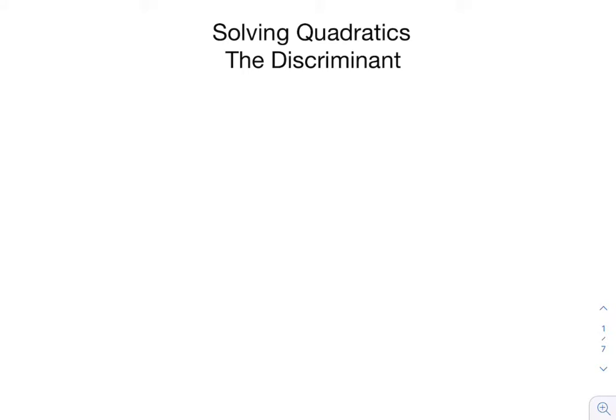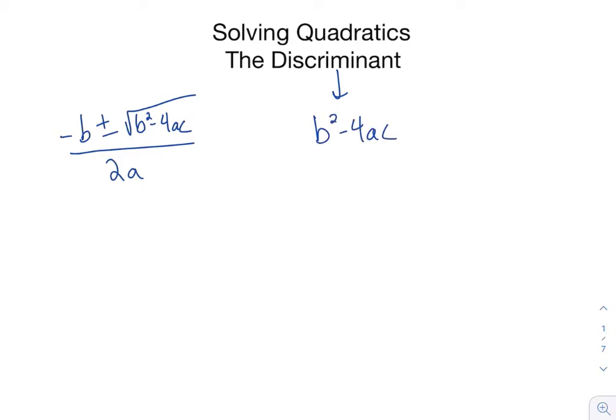So let's take a look at the quadratic formula. Negative b plus and minus the square root of b squared minus 4ac all over 2a. The discriminant is the part inside the radical, b squared minus 4ac. This part of the quadratic formula is going to drive what kind of answers we get because it falls inside the radical and because it's after that plus and minus. So let's get rid of this quadratic formula and take a look at what we have here.